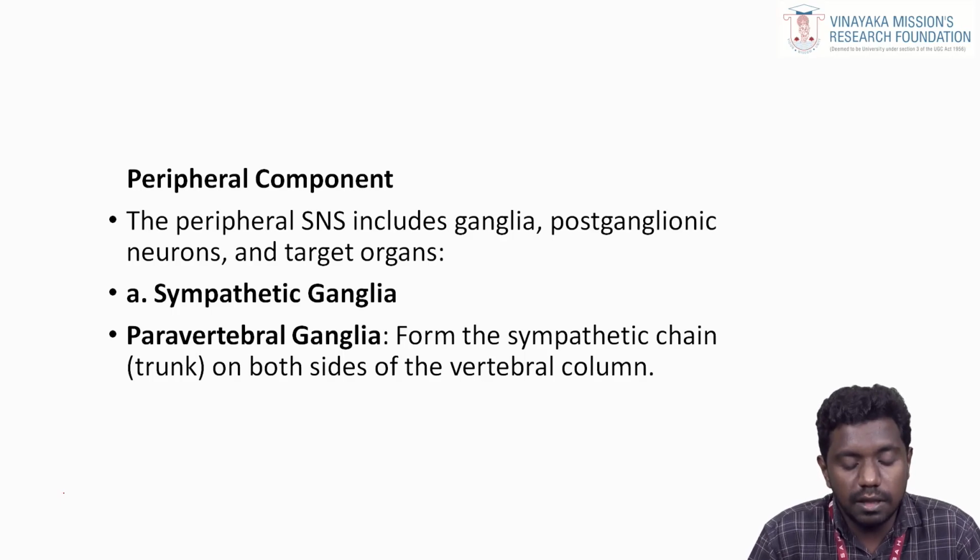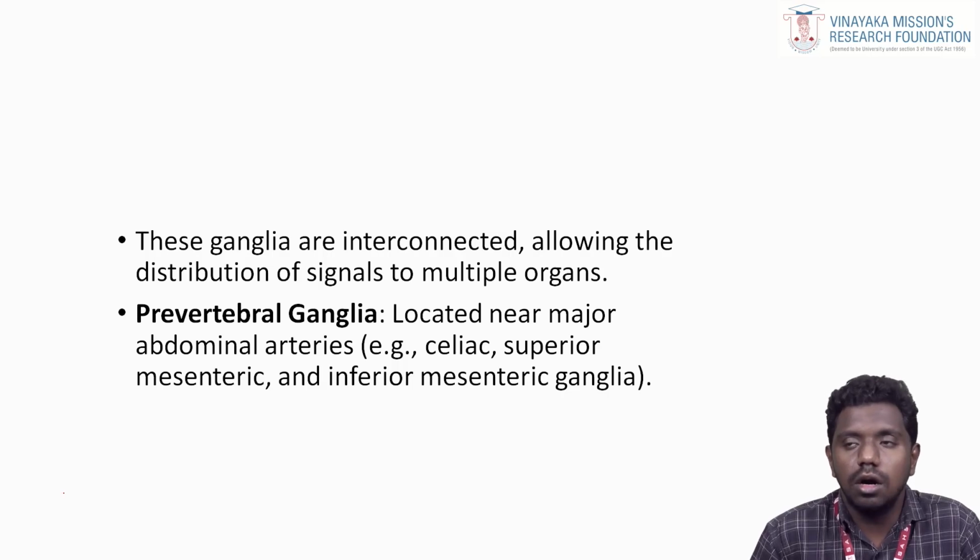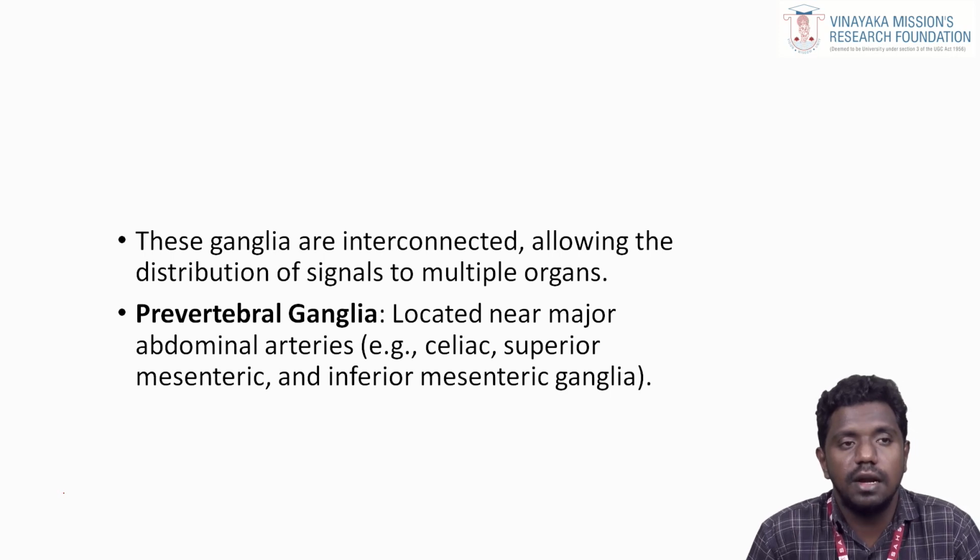First, sympathetic ganglia. Sympathetic ganglia are further divided into paravertebral ganglia. Paravertebral ganglia form the sympathetic chain trunk on both sides of the vertebral column. These ganglia are interconnected, allowing the distribution of signals to multiple organs. They form a chain of distribution and transmit those signals to multiple organs.